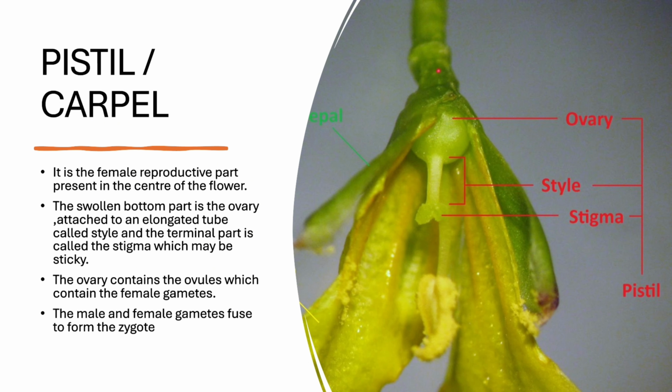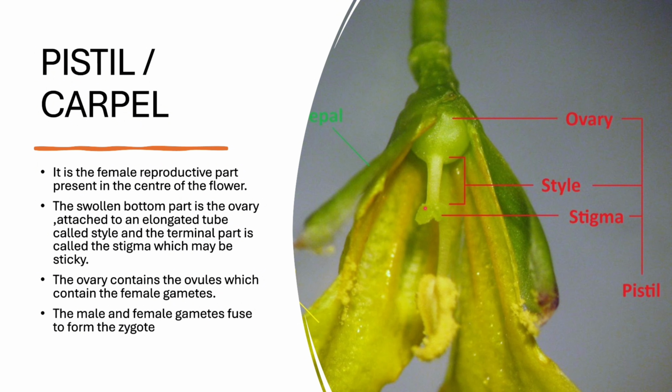So here we have the dissection of a flower. So in this dissection, as we can see, this is the female part of the flower. So we have the ovary at the base, which is connected to an elongated tube called as style, and at the tip we have the stigma.